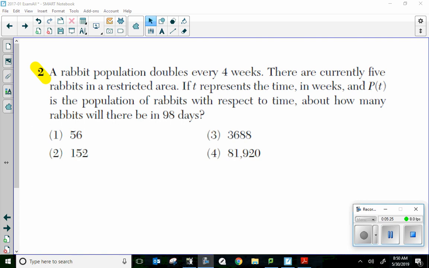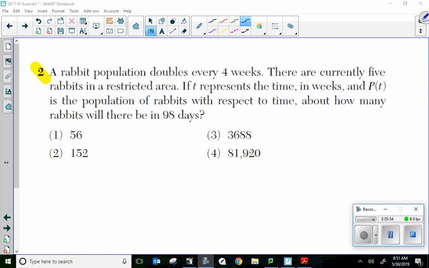Number 2. All right, another yellow. Wow, it's rare that we start with 2 trig or exponentials. Number 1 was trig, and number 2 is an exponential problem. A rabbit population doubles every 4 weeks. There are currently 5 rabbits in a restricted area. If t represents the time in weeks, and p of t is the population of the rabbits with respect to time, about how many rabbits will there be in 98 days?